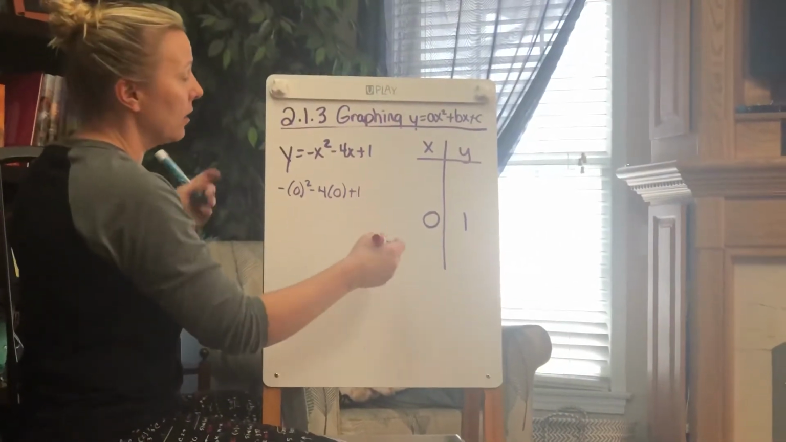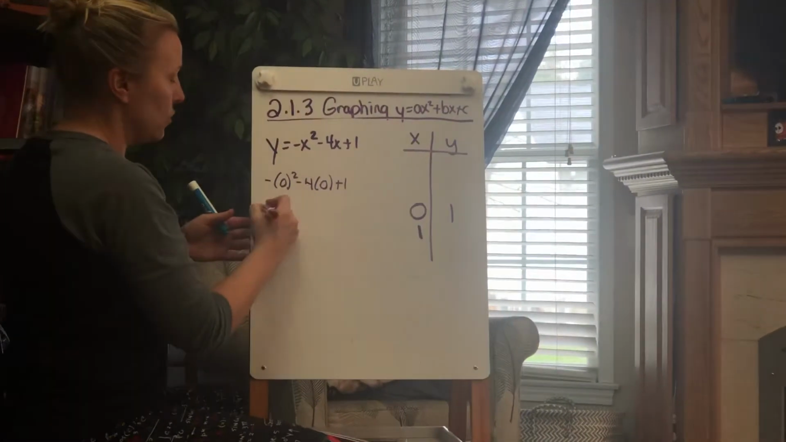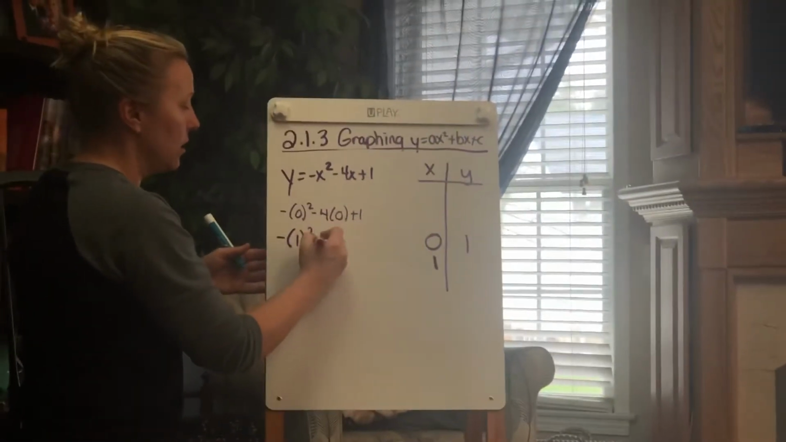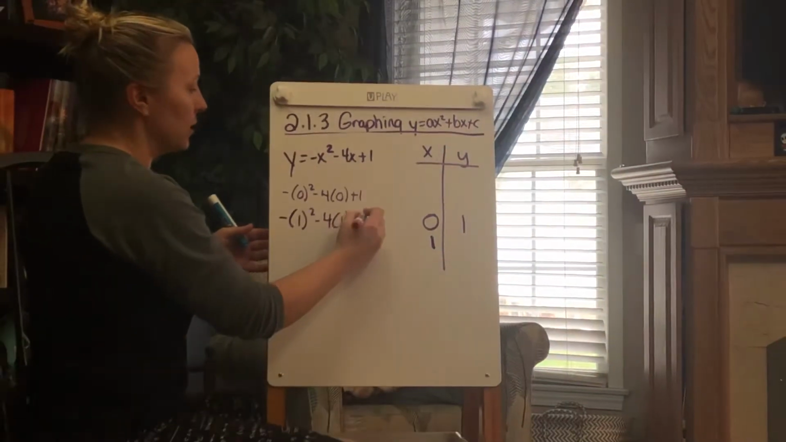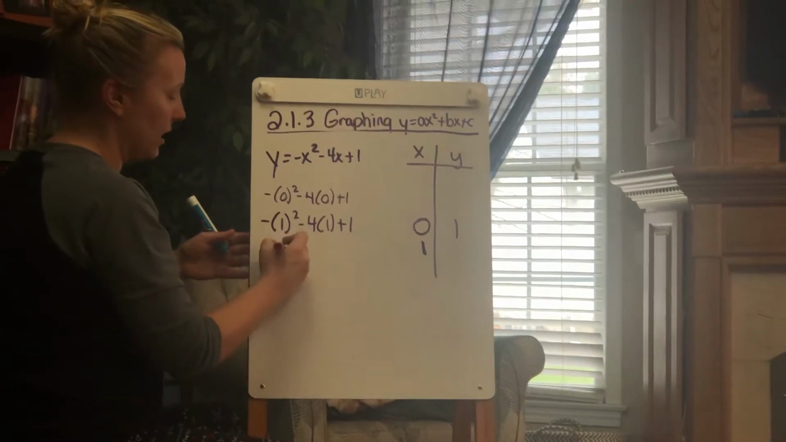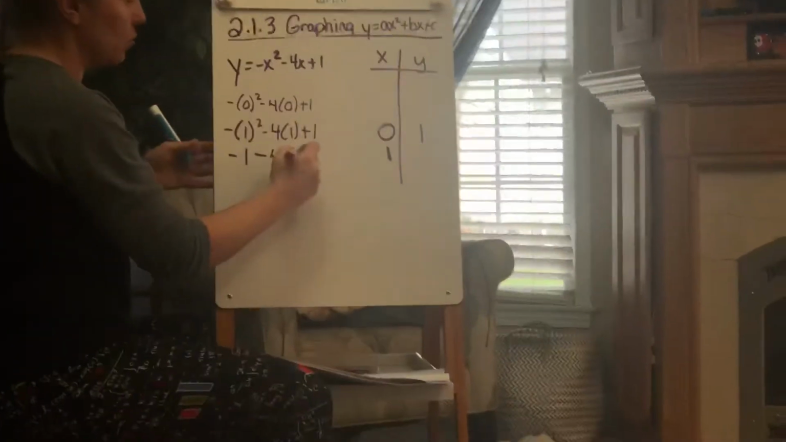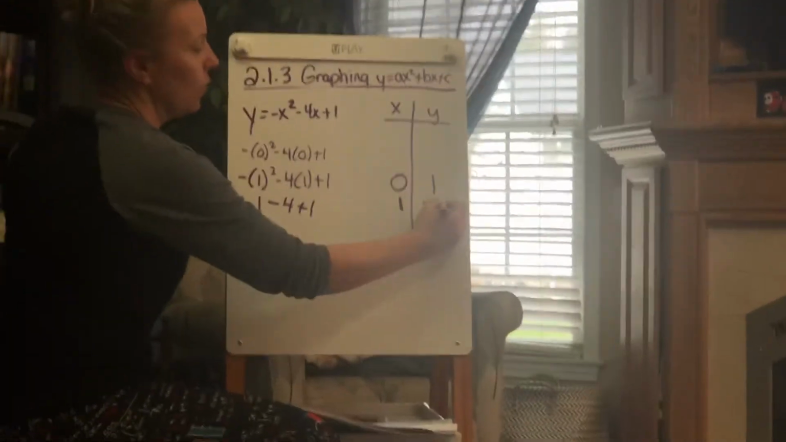Okay? Then I'm going to pick whether positive land or negative land. I'm going to go to positive land first. And so I'm going to put negative 1 squared minus 4 times 1 plus 1. So 1 squared is 1, but there's a negative sign. So I have negative 1 minus 4 times 1 is 4 plus 1. And so that should give me a negative 4.